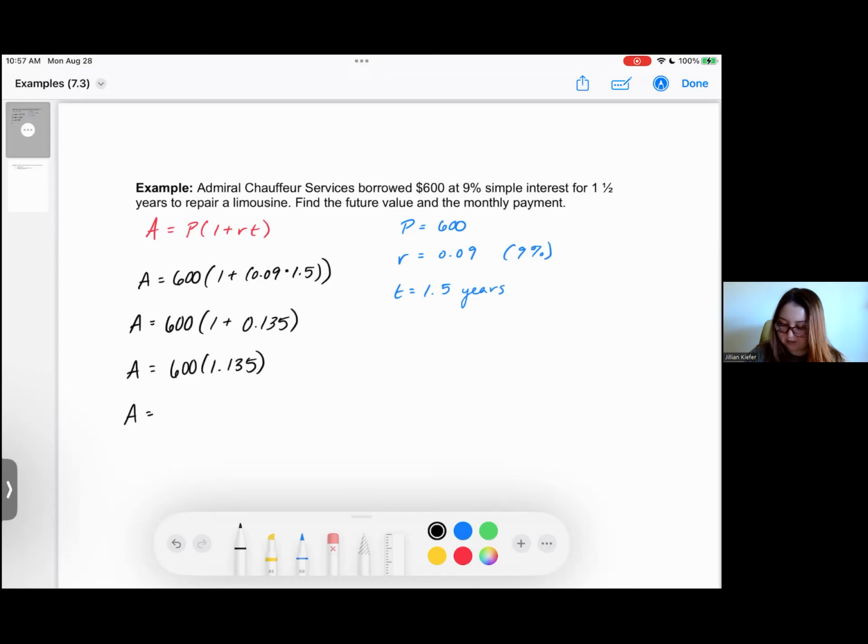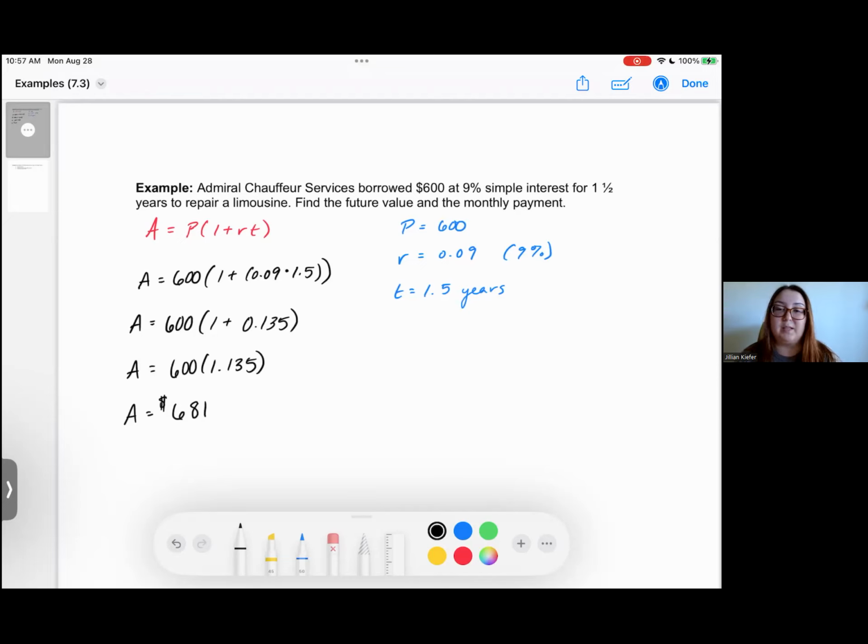We should get our future value. Should be $681. So if you borrow $600 at 9% simple interest for a year and a half, your future value should end up being $681, meaning that the interest was $81.